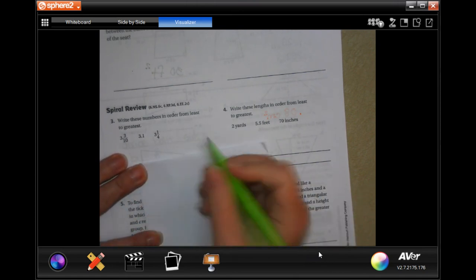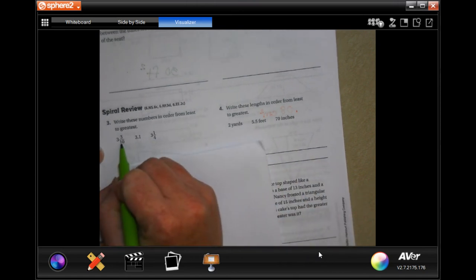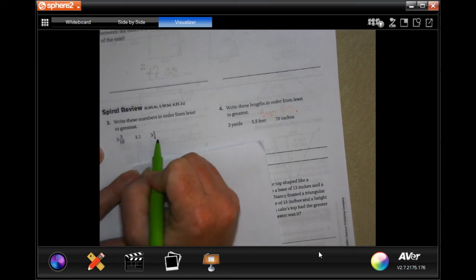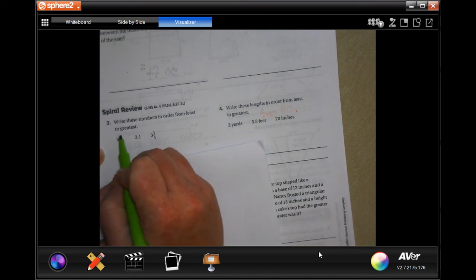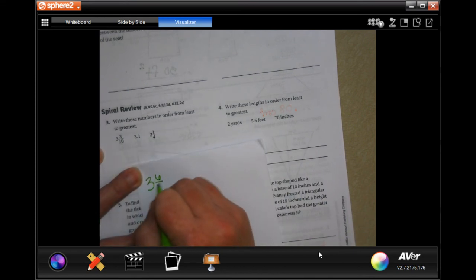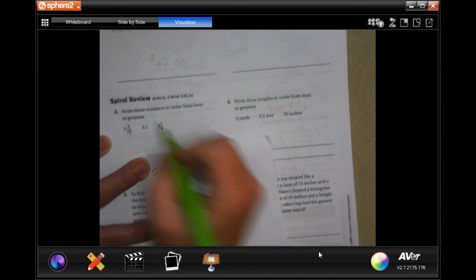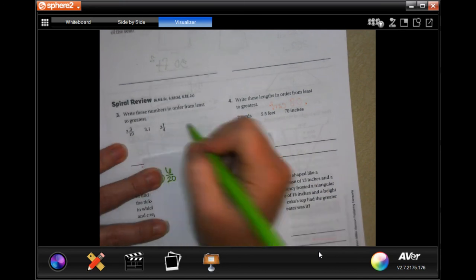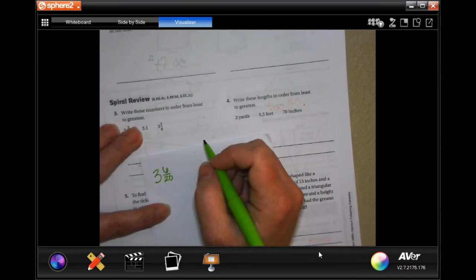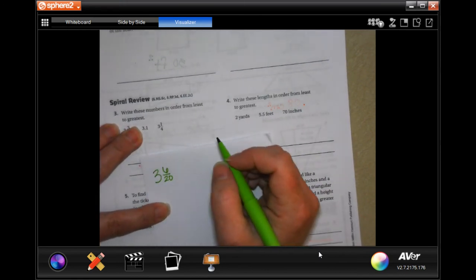So the common denominator between 10 and 4 is going to be 20. In order to get 10 to 20, I had to multiply it by 2 and multiply the top by 2, and that's going to be 6 over 20. Now, 3.1 would be 3 and 1 over 10, so it's going to be 2 over 20.